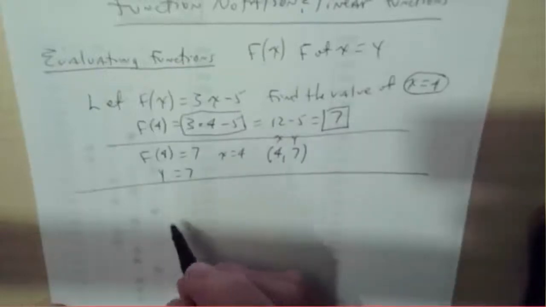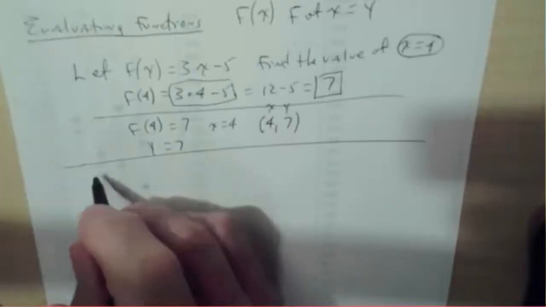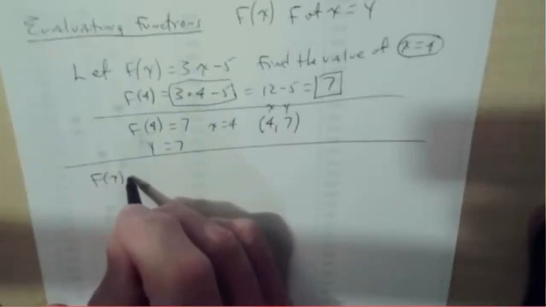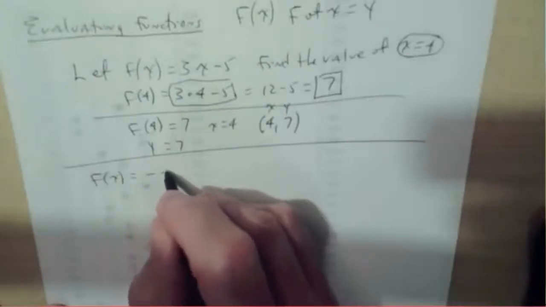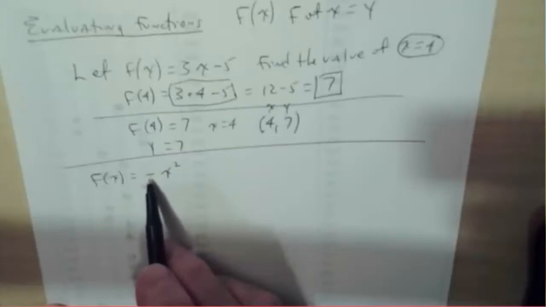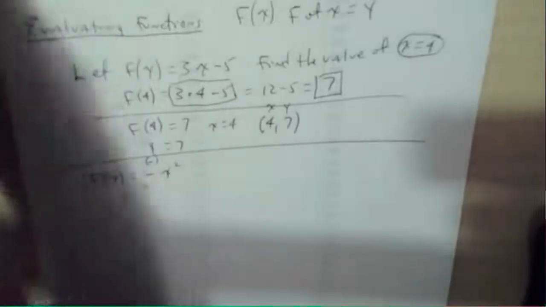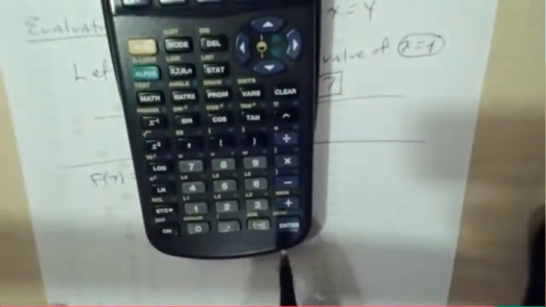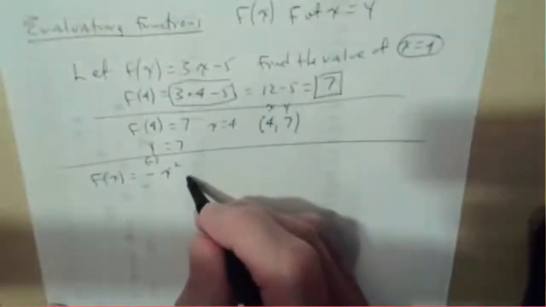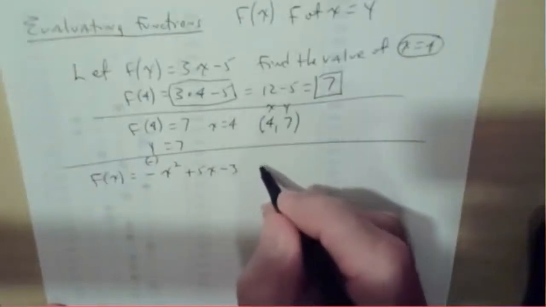Okay? Now, they get longer, but they really don't get any more difficult. So if we have f of x equals negative x squared plus 5x minus 3, and you're going to put this in the calculator, remember when the negative is at the beginning, you use that negative key, this one down here.